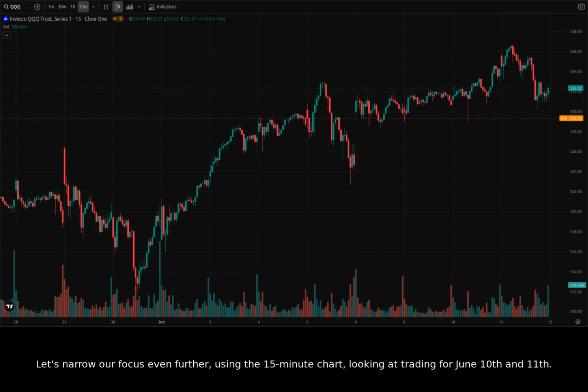Let's narrow our focus even further, using the 15-minute chart, looking at trading for June 10th and 11th. We see more granular levels of support around 532.00, being tested multiple times on the 10th. However, a breakdown below this level, coupled with negative news, could lead to a swift move down. Conversely, any positive developments in U.S.-China trade relations, as mentioned in the news, could spark a rally.